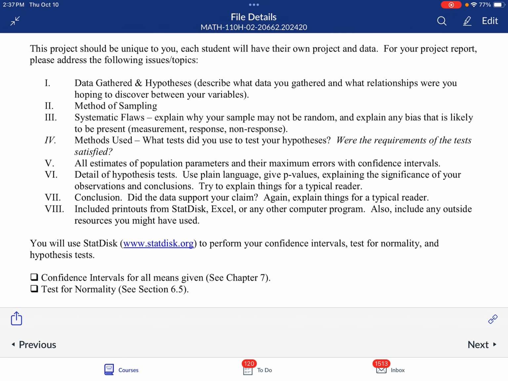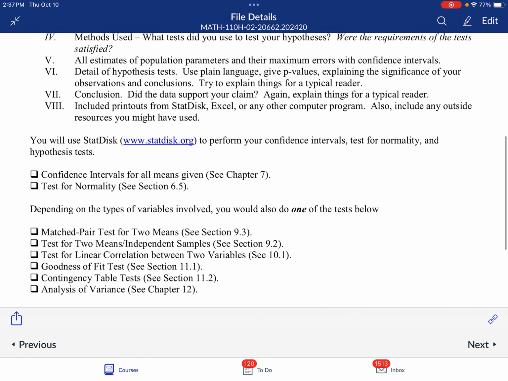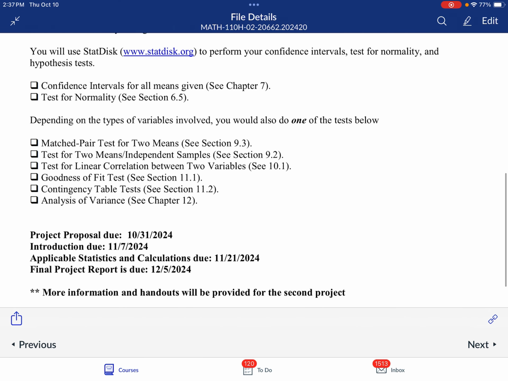Go ahead and look through this. The method of sampling, you might have some flaws, things to think about. And then we will be using StatDisk to complete this. StatDisk is what we've been using for the other two projects, so hopefully we feel comfortable with this.